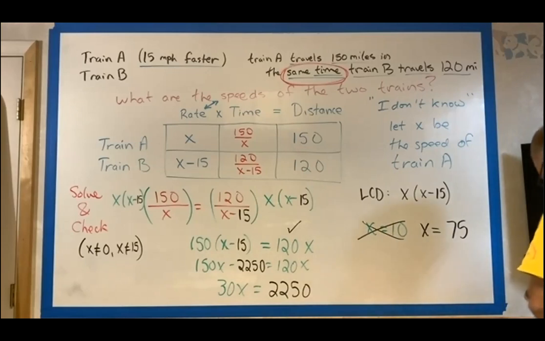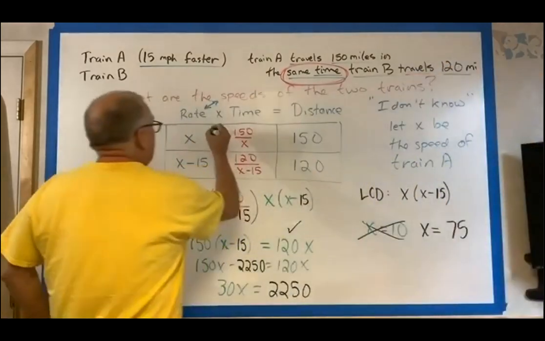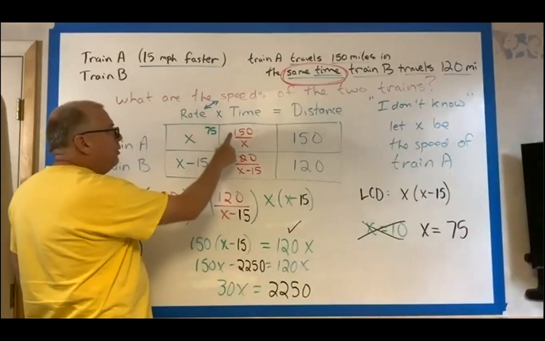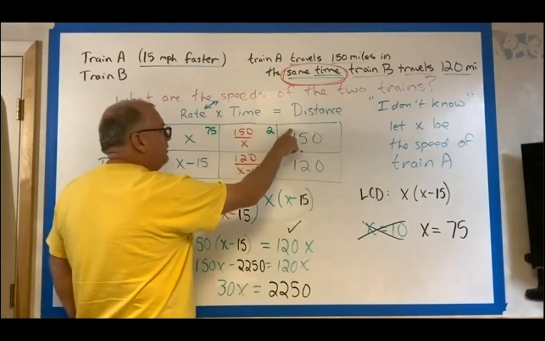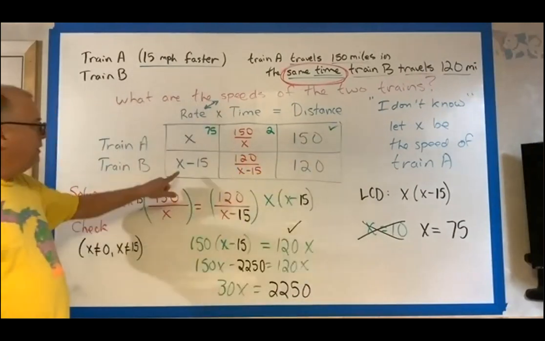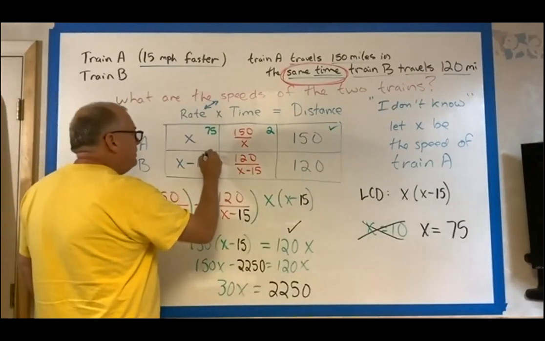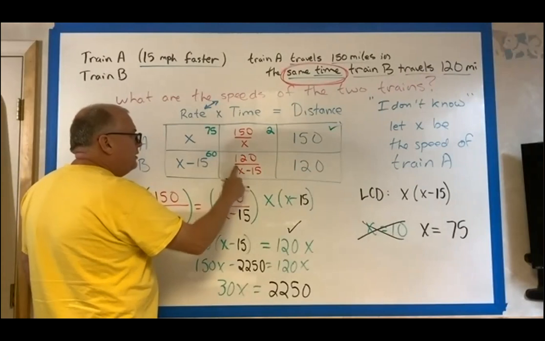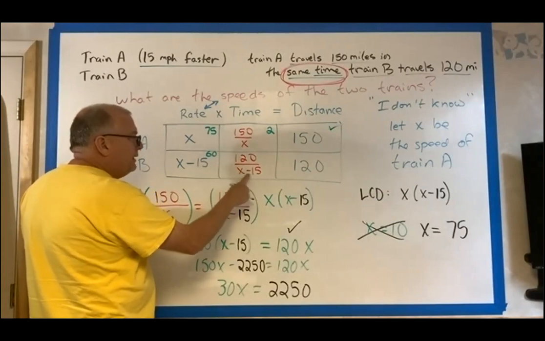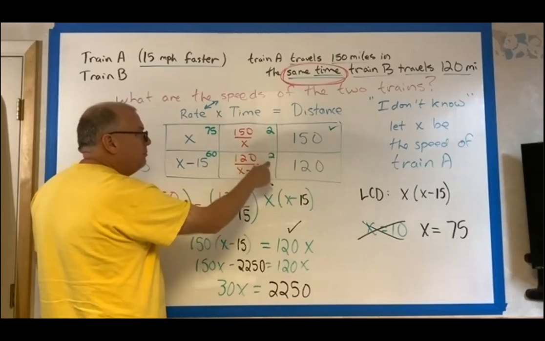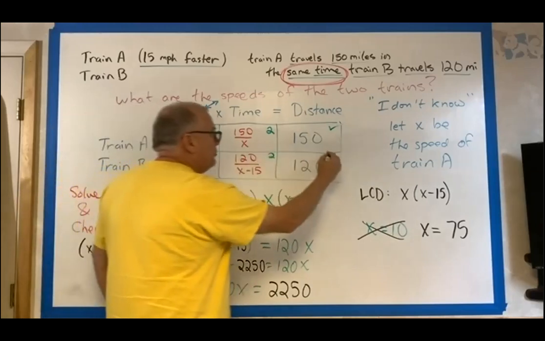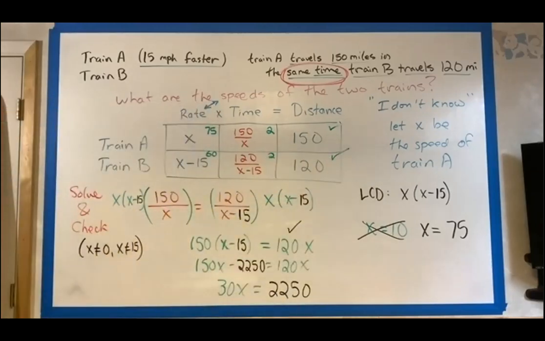Okay, now that doesn't mean we're right, but at least I got a nice number. Let's see if it works. I'll show you how we see if that works. If x is 75, then I could just put it right in here. 75, what would be 150 divided by 75? 2. 75 times 2 is 150. Check. Now let's put 75 in here. This will make this 60. What is 120 divided by 60? 2. That's what we wanted, same time. And 60 times 2 is 120. Check. Okay, now I feel much better.